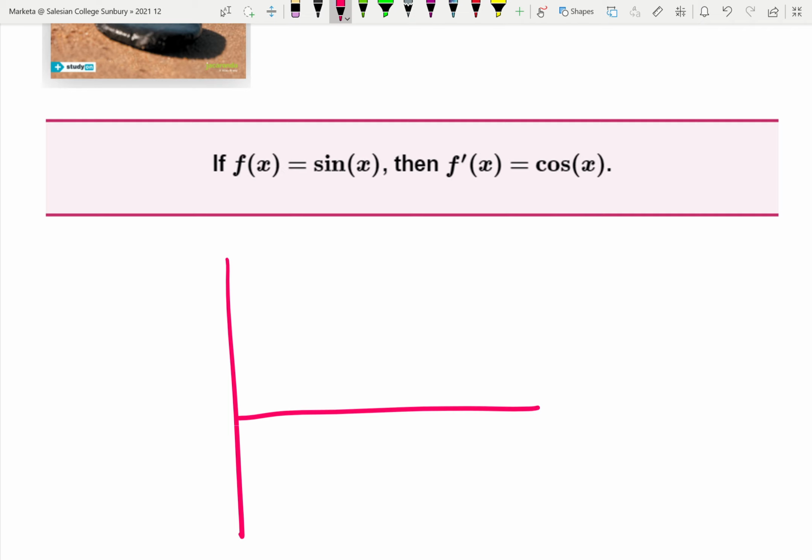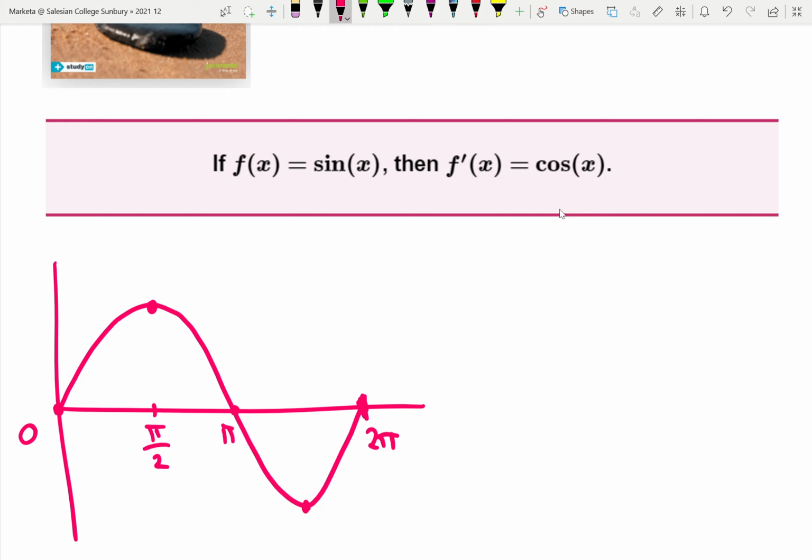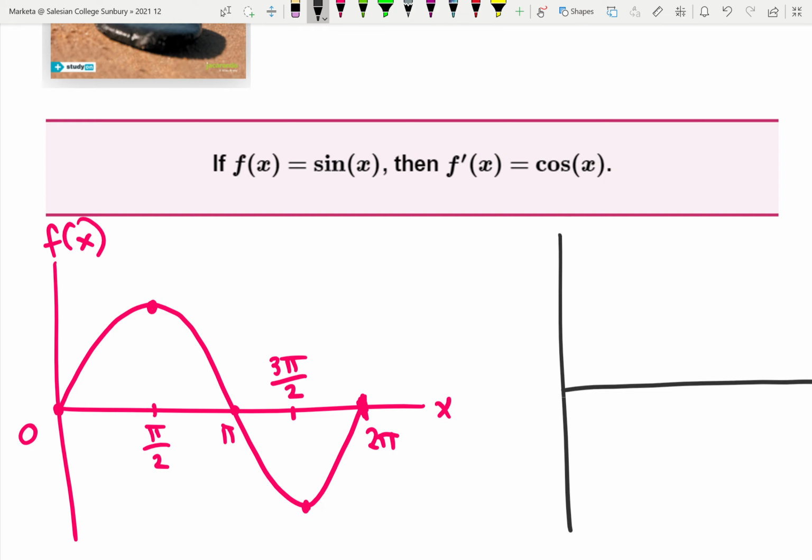So I'll just do the positive section. This would be our sine graph, and there would be 0, there'd be 2 pi, here would be pi, and of course here is pi on 2, and here would be 3 pi on 2. If this is y, or f of x, against x, let's see what the derivative graph would look like. When we get to pi on 2, we have a turning point. So this is our gradient function, or of course f dash of x.